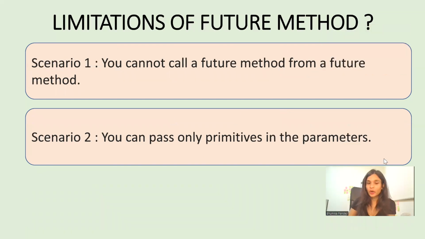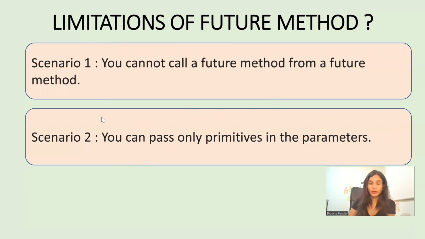So the first one is that you cannot call a future method from a future method. So if you have already written a future method, and you think, okay, I will call another future method inside that future method, then it's not possible. Basically, asynchronous inside asynchronous is not possible. Okay. For this limitation, we have queueable and batch Apex, which we will learn in other sessions. But for now, just keep in mind that calling a future method from a future method is not possible. Okay. The second one that we already discussed is that you can only pass primitives in the parameters and not non-primitive data types. All right. So these are the two basic limitations of future methods.